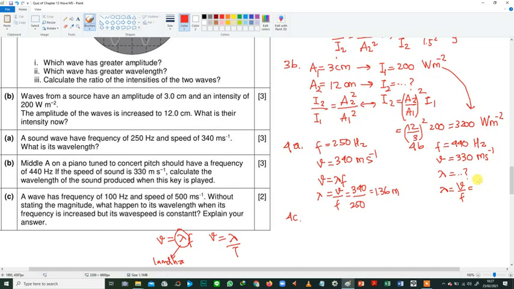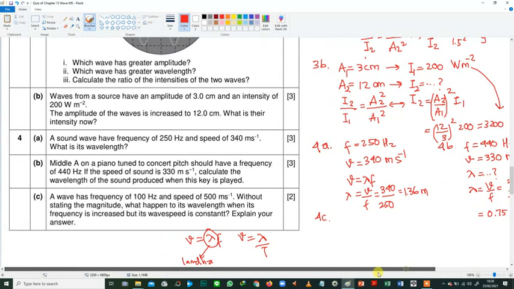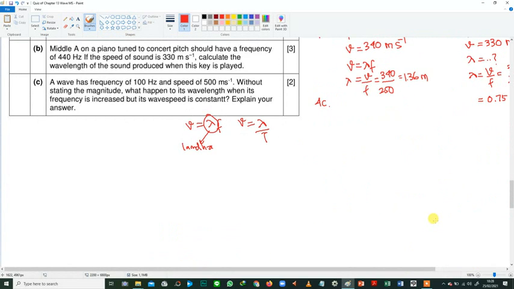So it's 330 divided by 440. What is it? The answer is 0.75 and the unit is meter, like this. Next, it's the 4C.